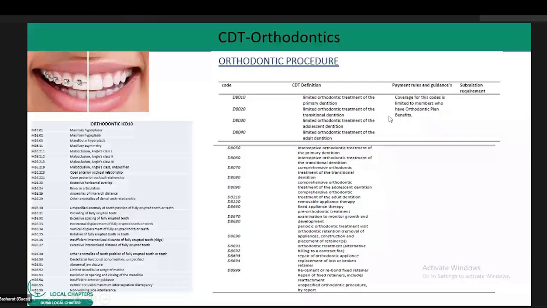And for the submission also, for the bonding there are different codes, and for the monthly visit we have different codes.